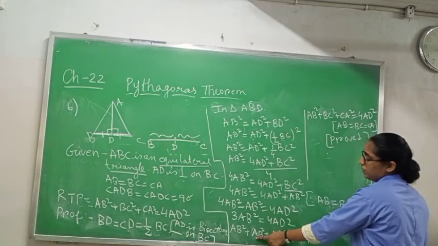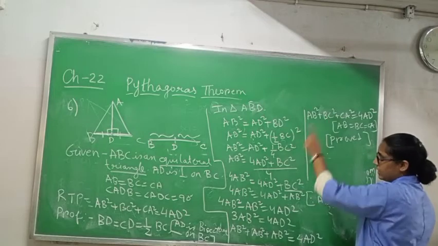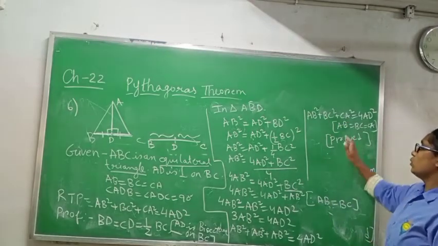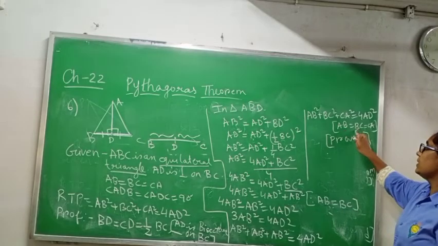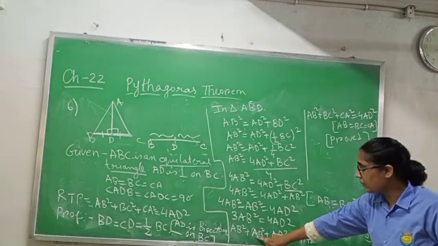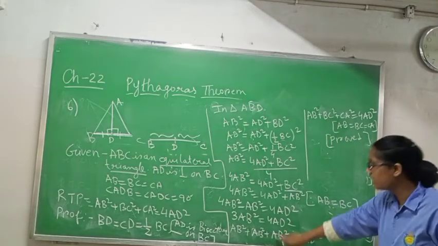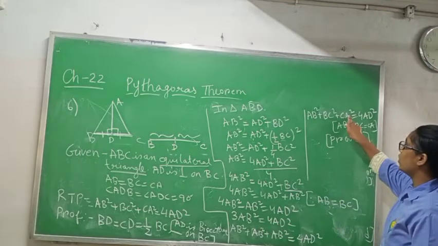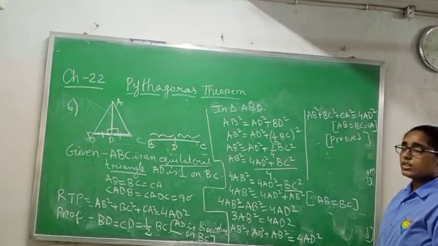Now the first AB square I am writing as it is. In place of the second AB I am writing BC and in place of the third AB I am writing CA. Why? Because we know that in an equilateral triangle AB, BC and CA are all equal. And since we have squares, I am putting square on all. You can see this one is proved.